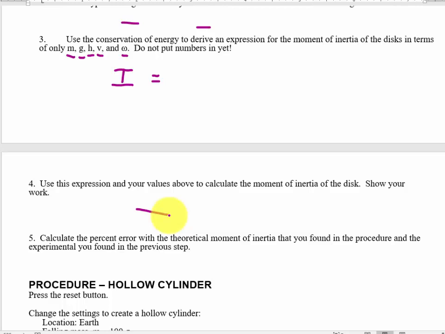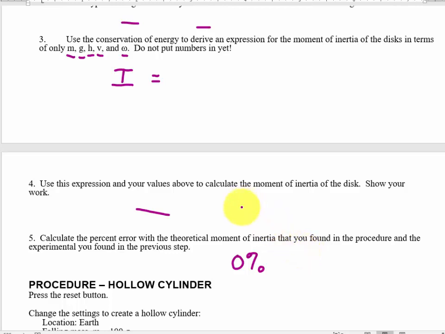And then we can compare that with the theoretical value that we calculated up in the procedure. Because this is a simulation, I expect this to be roughly 0% within rounding. Mine was slightly off due to rounding. Probably if I would have used 9.81 for gravity rather than 9.8, I would have done a little bit better.